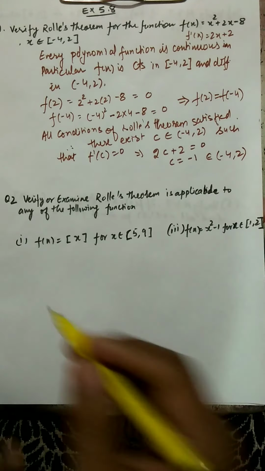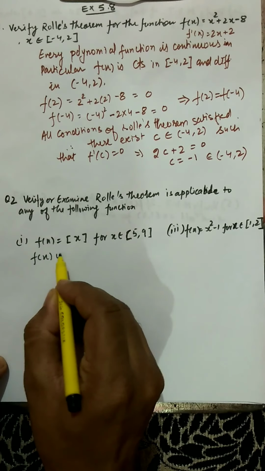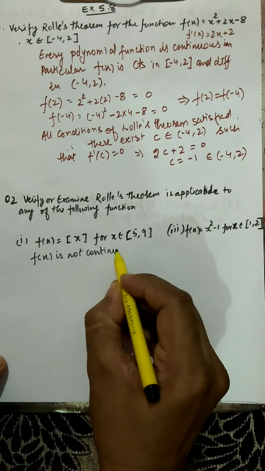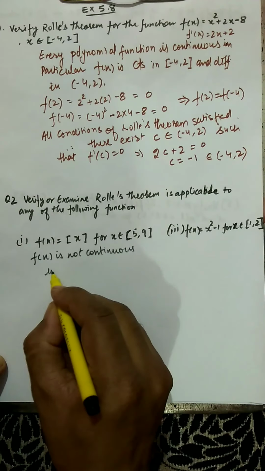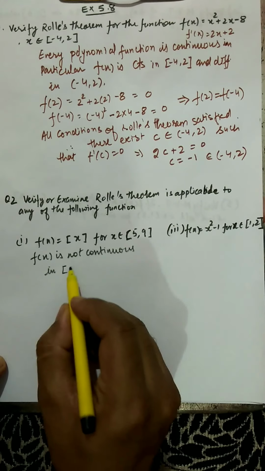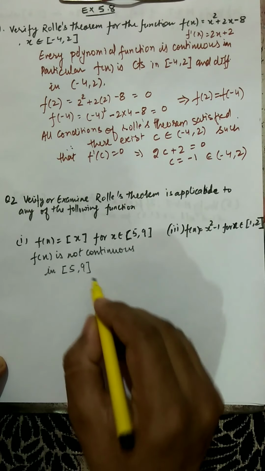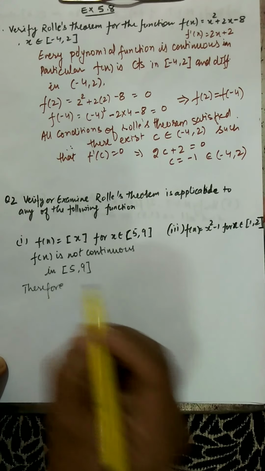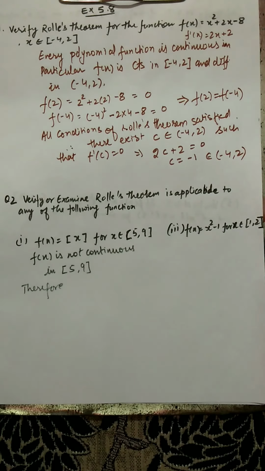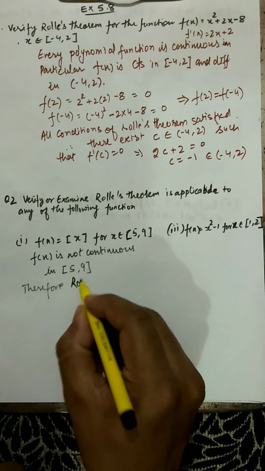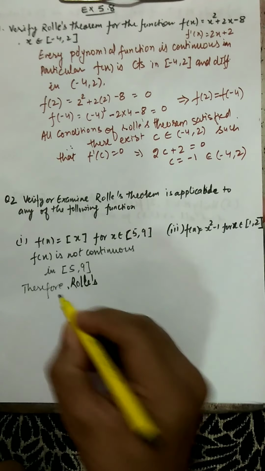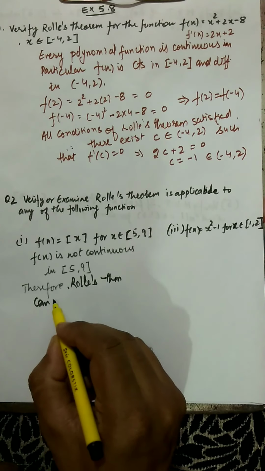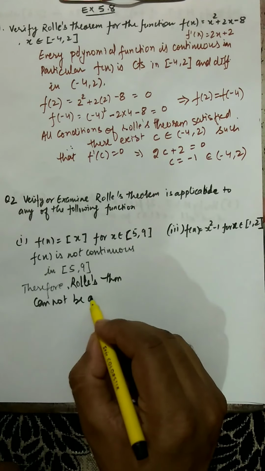So we can simply say that f(x) is not continuous in 5 to 9. Therefore Rolle's theorem cannot be applicable.